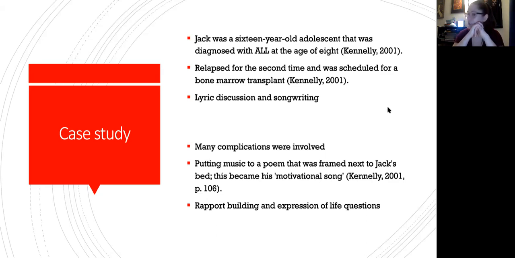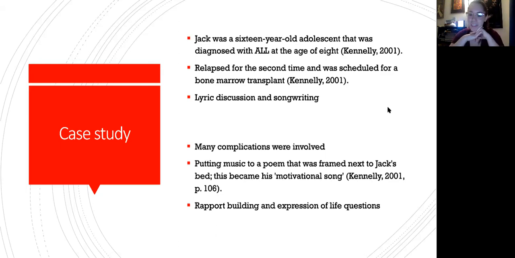After Jack had done his bone marrow transplant, he had a poem that was framed next to his bed. And the music therapist suggested that they put some music to the poem. And when this suggestion was made, Jack's face lit up and his demeanor completely changed.